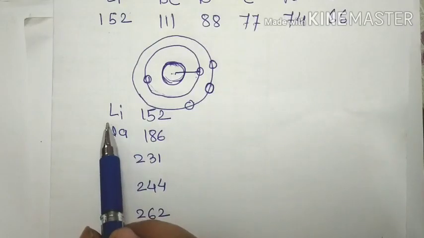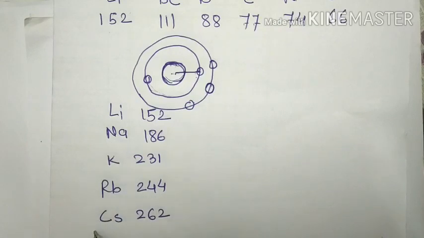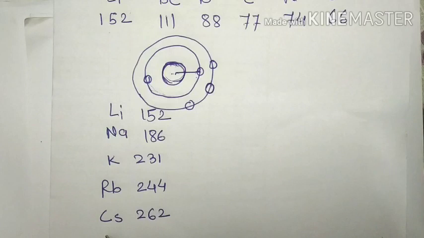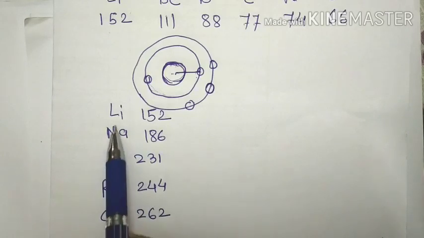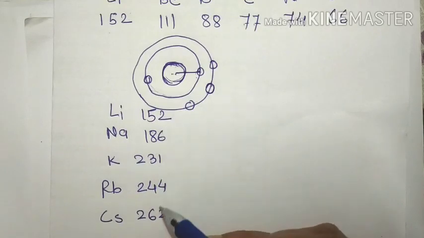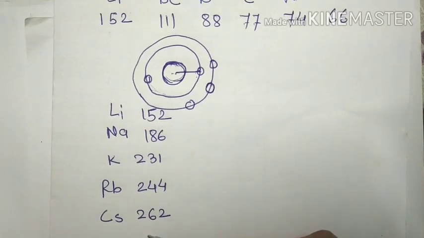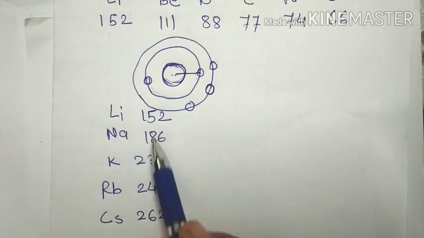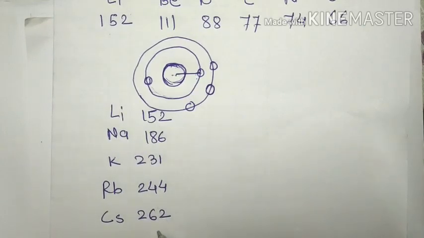Let us see how the atomic size varies along a group. See, these are the elements belonging to the first group: lithium, sodium, potassium, rubidium and cesium, and these are the atomic radii given in picometer. As we move down the group, the atomic radius goes on increasing.